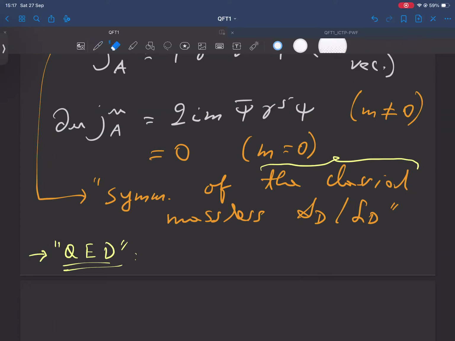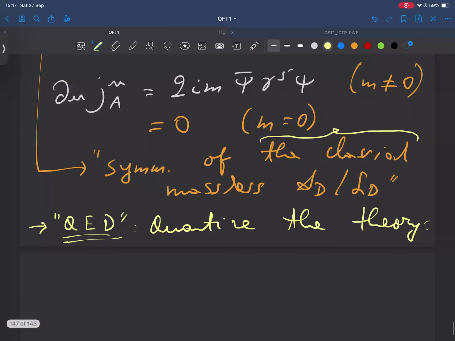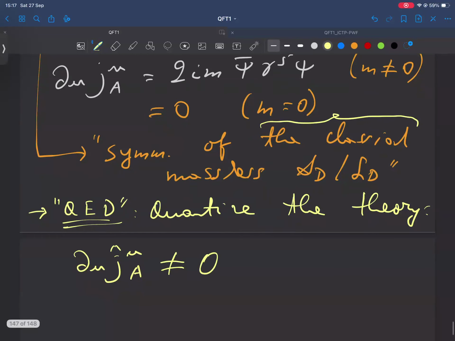You will see that when you quantize the theory, then after that, if you compute this guy, where now this is an operator, you will find that this will not be equal to 0. Even in the massless case, if you put m to 0, when you quantize the theory, this will not be 0. And this is what is dubbed as an anomaly.